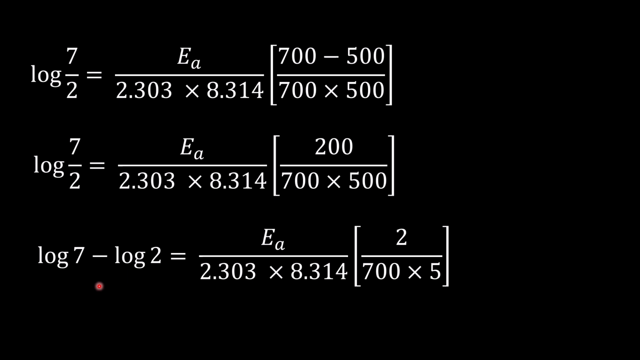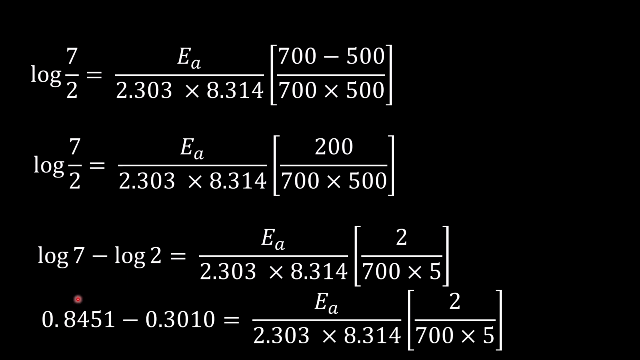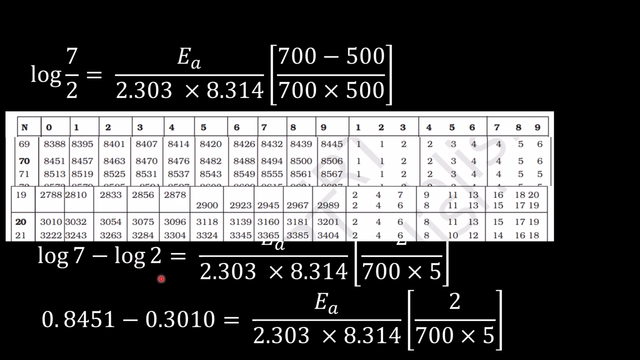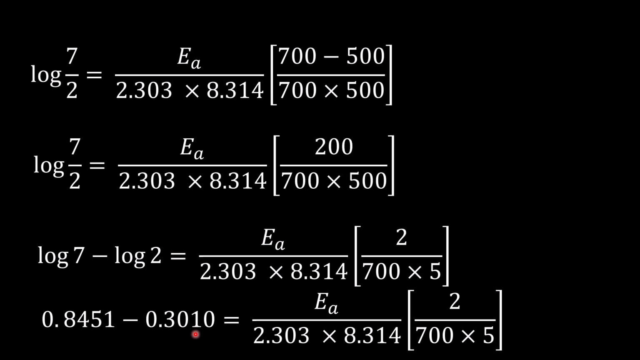Next we see the log value for log 7 and log 2 on logarithmic table. After log it is a one digit number, so we put 0 point, then we see log value on logarithmic table, that is 70 on 0, its value is 8451. Similarly, we see log 2, so it is a one digit number after log, so we put 0 point, we see 20 on 0, its value is 3010. So log 2 value is 0.3010.